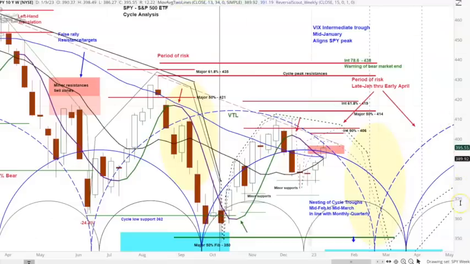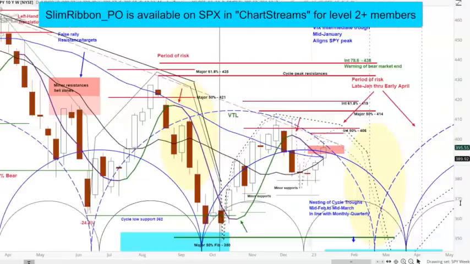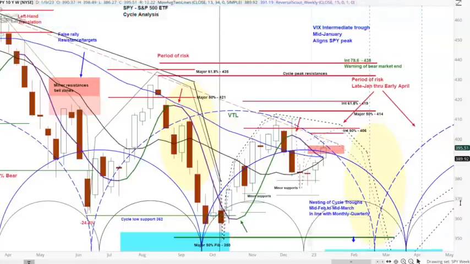So Matt showed you that our intraday analysis was showing that there was likely a momentum resumption to the upside using the slim ribbon PO. That's a level 4 tool that we offer, and it's usable on the Thinkorswim platform. So that tool really gave a great indication that the market was getting ready to move up again.